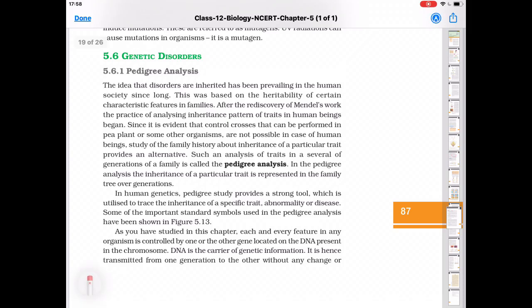Good morning, students. Our topic today is pedigree analysis. An analysis of traits in several generations of a family is called pedigree analysis. In this analysis, the inheritance of a particular trait is represented in the family tree over generations. In simple words, this is the chart of the family history showing the inheritance of a particular character.